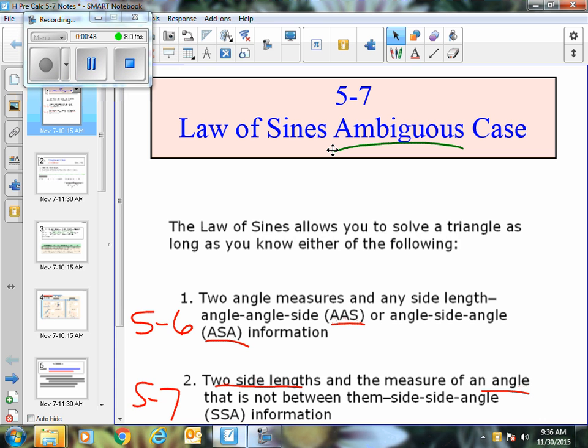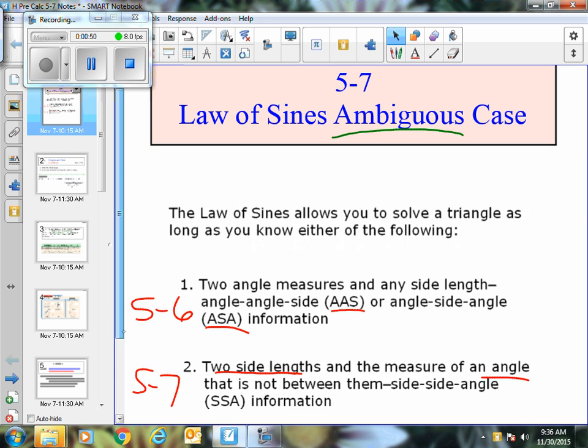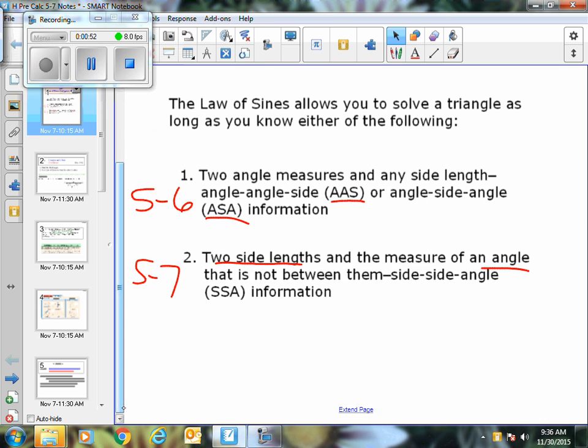So we have different kinds of things that we can know about the triangle, though, to be able to solve. So what we did from before in 5-6, I kind of have them written out here, is where you know two angles and a side. So you know two angle measurements and then any side. Okay, if you know two angles, though, you really know all three, right? Because you can subtract from 180 and find that, and then you can find everything you need to from law of signs. It works out really well.